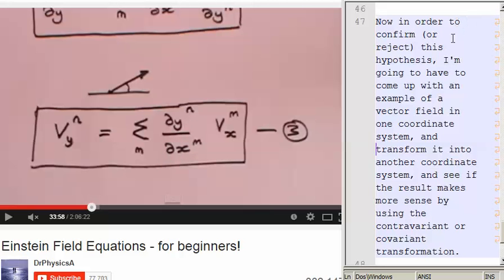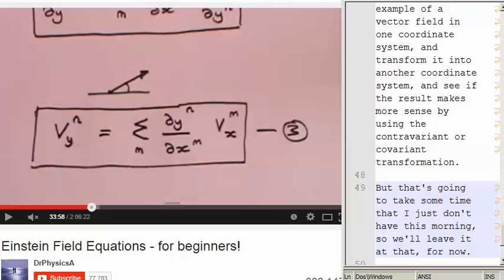Now, in order to confirm or reject this hypothesis, I'm going to have to come up with an example of a vector field in one coordinate system and transform it into another coordinate system and see if the result makes more sense using the contravariant or covariant transformation. But that's going to take some time that I just don't have this morning, so we'll leave it at that for now.